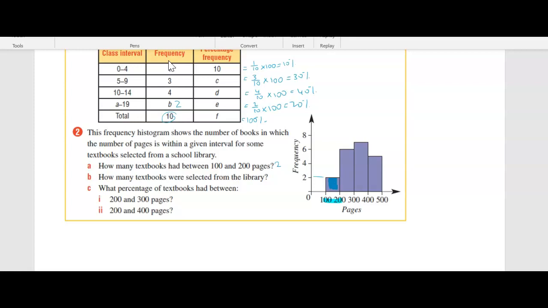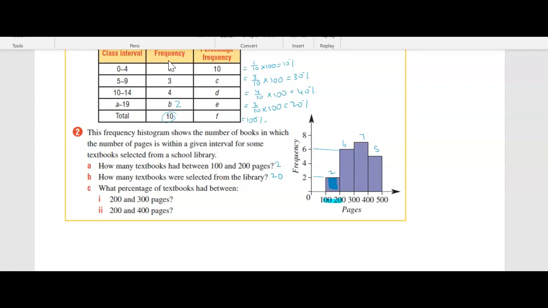How many textbooks were selected from the library? So we need to add them all up. So this one's 2, this one corresponds to 6, this one corresponds to 7, this one's 5. So we just add them up. So 2 plus 6 is 8, plus 7 is 15, plus 5 is 20.